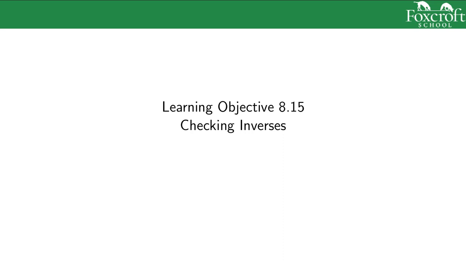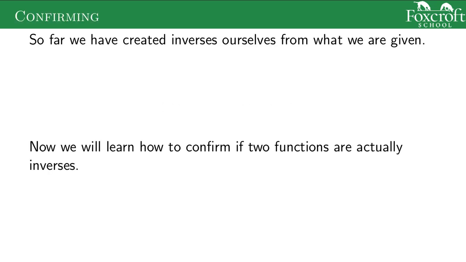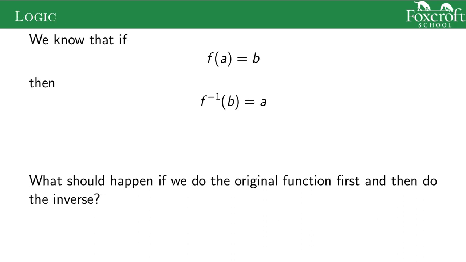In this video, we're going to cover the final learning objective for the core of Unit 8. So far, we've created our inverses ourselves, whether from a table, a graph, an expression, all these different things. We've been given something and we have to find the inverse. But now in this learning objective, we're going to be given two different functions. We just say, are these things inverses of each other? So how do we do that?